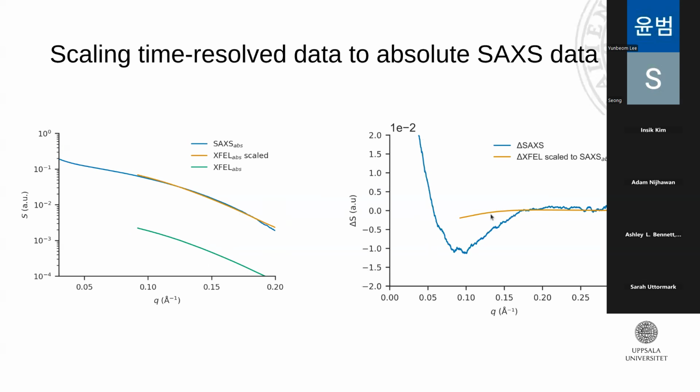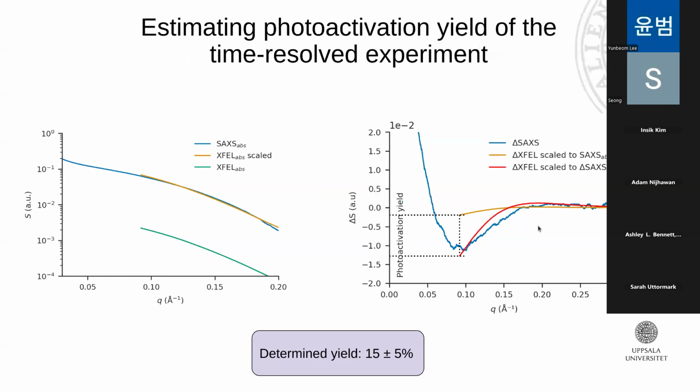And then we have here the latest time point from the time resolved data. So when we apply the scaling factor, we have a difference between them, and then we can apply a second scaling factor, which should correspond to the photoexcitation yield. And in our case, we estimated the activation yield that we were able to get at the European XFEL to be around 15%. So now that we know the photoactivation yield, we can try to use this to get some structural information.